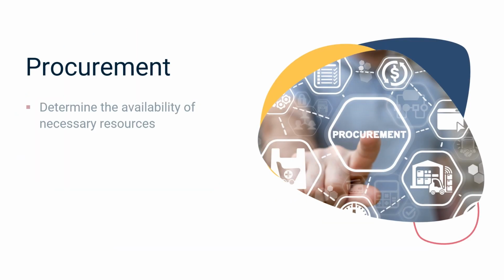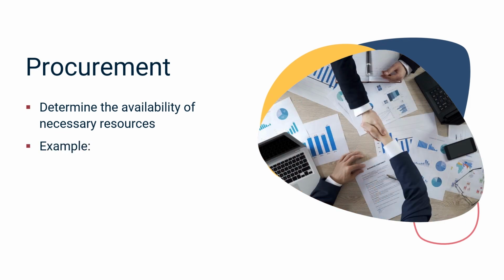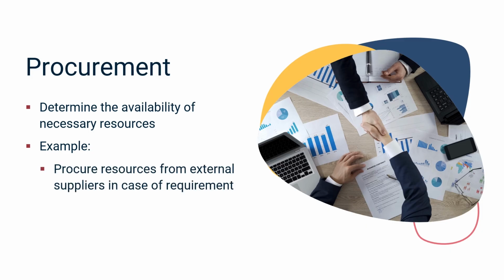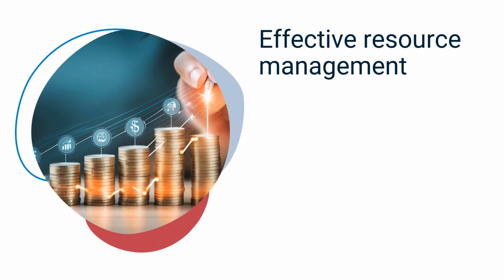Procurement is about making sure you have everything you need. If you do not have the necessary resource within the organization, procurement activities must be initiated. Let's say that if additional testing tools are needed and internal availability is not possible, the program manager should procure the required tools from external suppliers. Considering these factors can help the program manager to manage resources effectively.